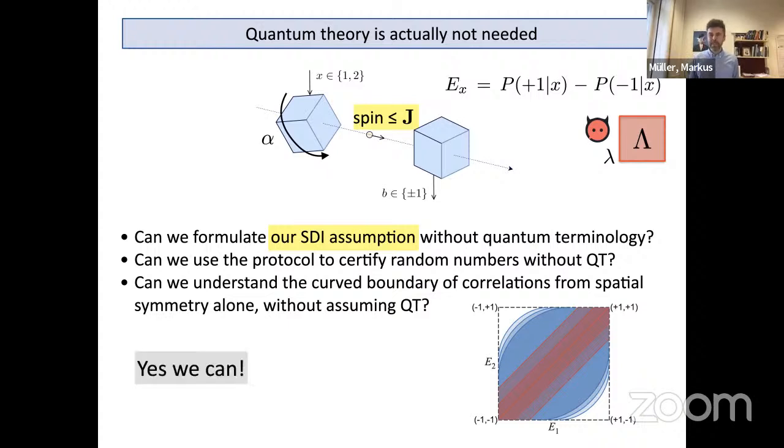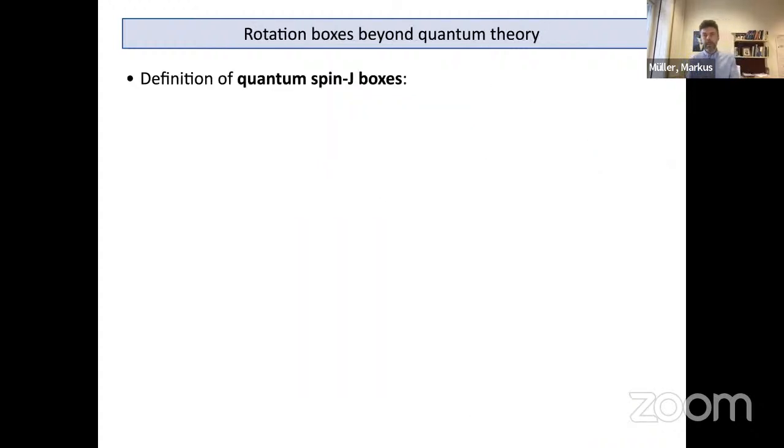Well, the fun answer is yes, we can. And so in the remaining slides, let's look at how this can be done and how we can get rid of quantum theory here. So the idea is that you have this picture of quantum theory versus non-local boxes, which tells you there's something more general than quantum theory: these non-local boxes. Now we have something more general, which are these rotation boxes.